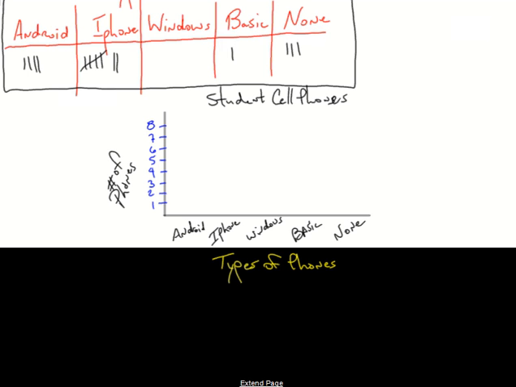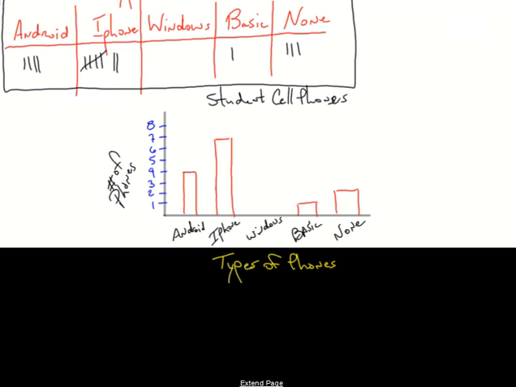So here for Android phones, I have 4 Android phones. So I'm going to place a bar right above Android. It goes up here to 4. For iPhones, I had 7 iPhones in my survey. So I place one here. Windows, I did not have any, so it does not get anything above it. Basic phones, I had 1 basic phone. And then for no phone at all, that goes up to 3.